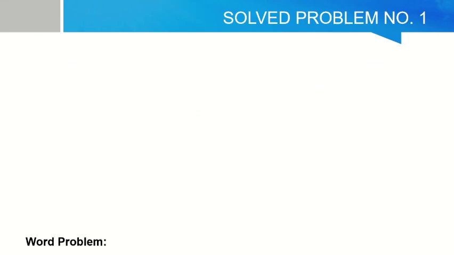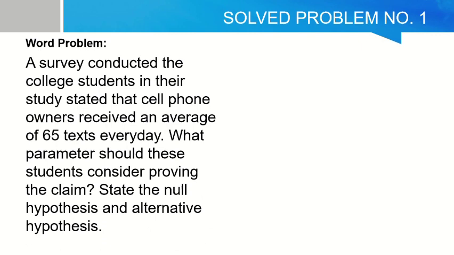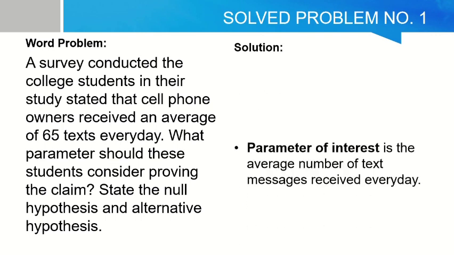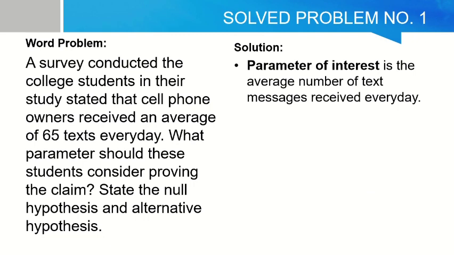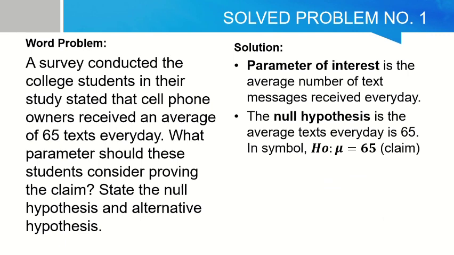Now, let us try to solve problem number 1. A survey conducted on college students in their study stated that cell phone owners receive an average of 65 texts every day. What parameter should this student consider in proving the claim? State the null hypothesis and alternative hypothesis. Our solution, the parameter of interest is the average number of text messages received every day. The null hypothesis is the average text every day is 65. In symbol, H0, your mean is 65. That is your claim.